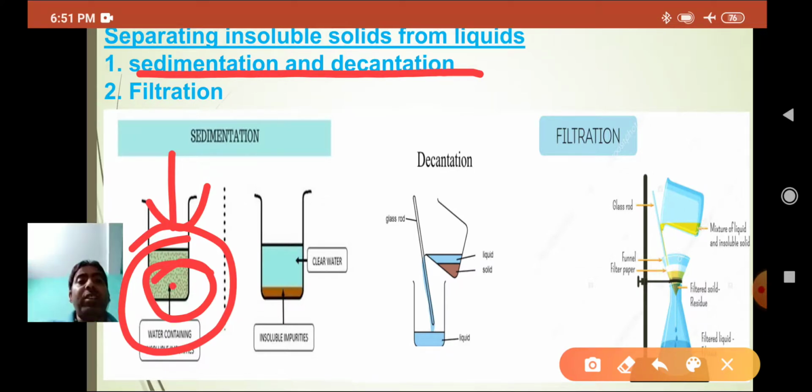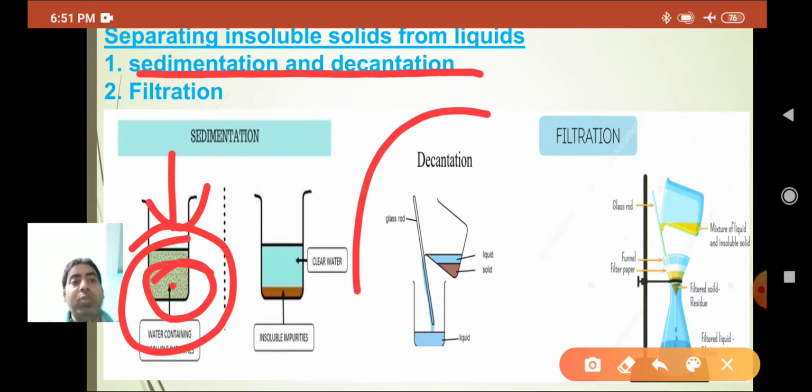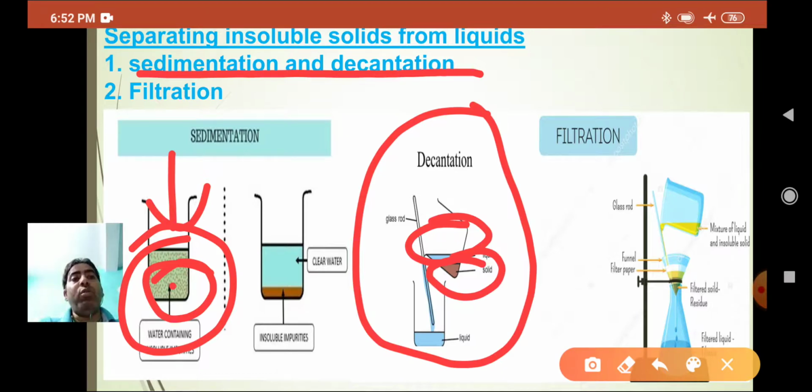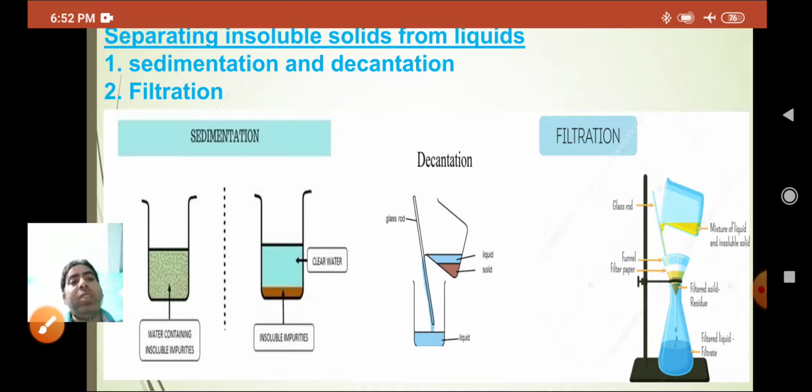And what is decantation? Here you can see the decantation, the process of pouring out a clear liquid from a vessel. The upper side has clear liquid and the downside has impurities. The impurities are heavier insoluble settled particles at the bottom. So we pour the liquid, and the clear liquid comes out with the help of a glass rod.